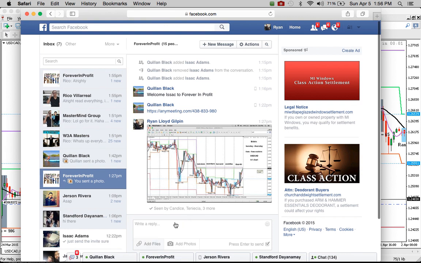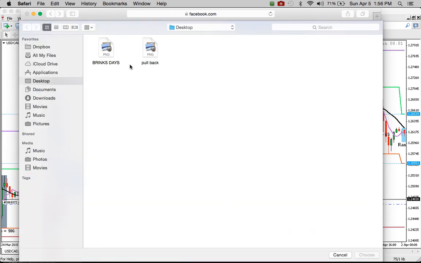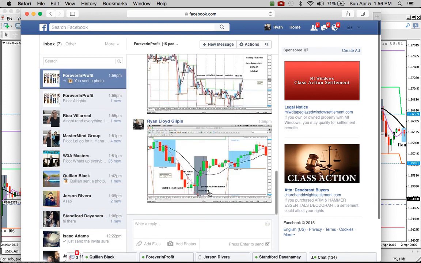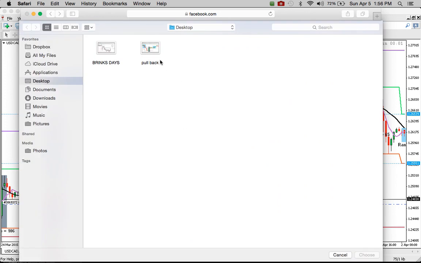Whoa, got lit up. Post this, which is called pullback, which I told y'all, which is that time frame, which did happen around 6 or 7. That's a pullback.